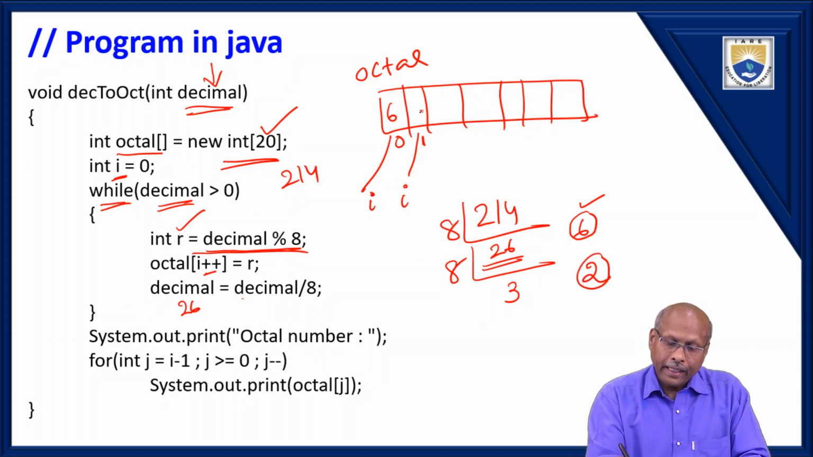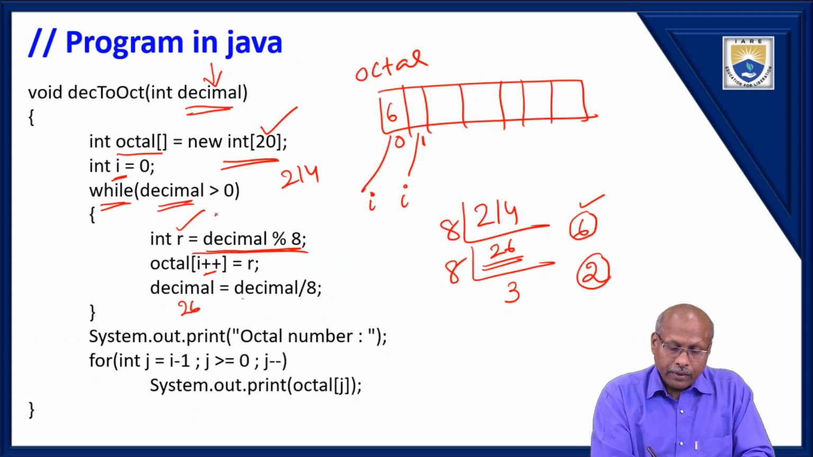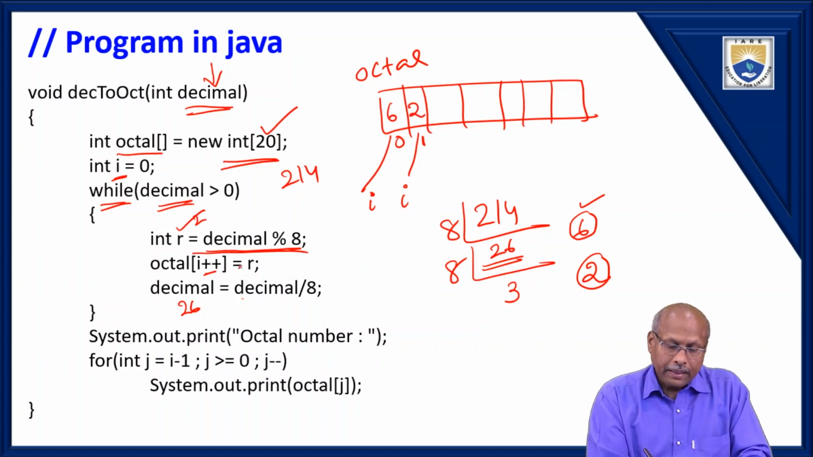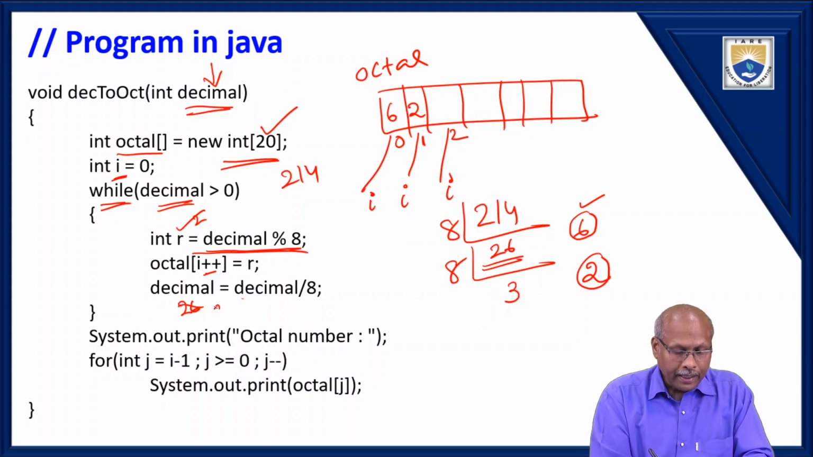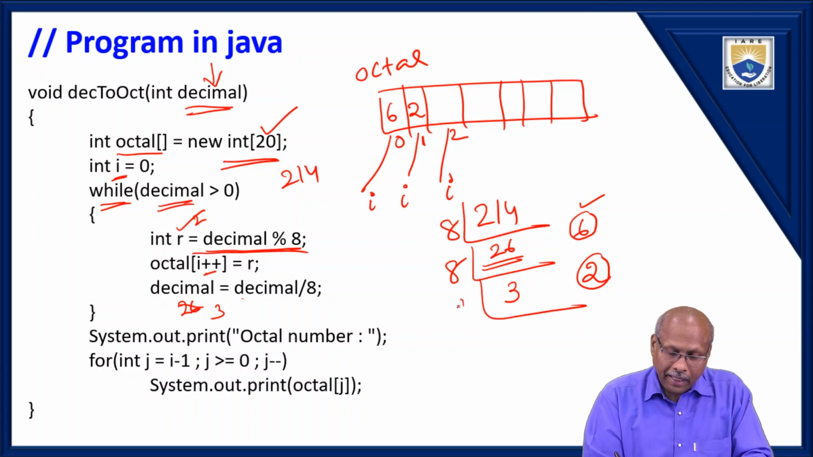This 2 I will store here. After storing, i is incremented, so I come to the second place. Now the decimal becomes 3. This 3 I will again divide by 8.